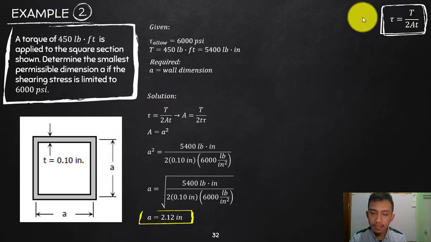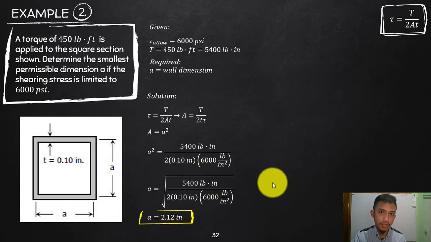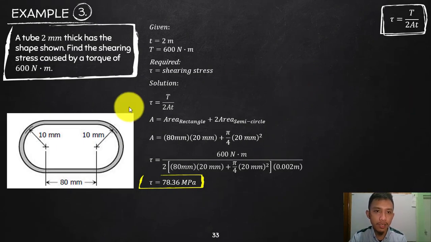Solution, we will go back there. What is unknown is the dimension, so we can find that from the area. So I will rearrange the area formula, T over 2 t tau. Your area will be replaced by the dimension squared, since that is a square, so A squared. Getting the square root of both sides, and at the same time substituting, of course, your thickness is 0.10, your allowable is 6,000, and this will be 5,400. Then get the square root of that to get your A, that is 2.12 inches. Simple as that. And then let's have one more.